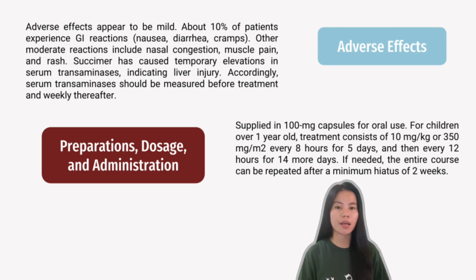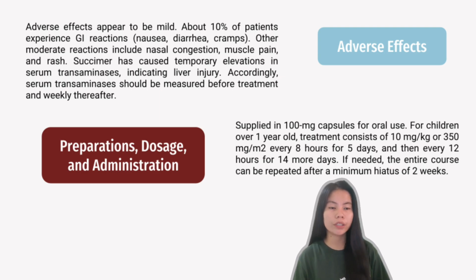Preparations, dosage, and administration. Soximer is supplied in 100 milligram capsules for oral use. For children over 1 year old, treatment consists of 10 body surface area or 350 body surface area every 8 hours for 5 days, and then every 12 hours for 14 more days. If needed, the entire course can be repeated after a minimum hiatus of 2 weeks.